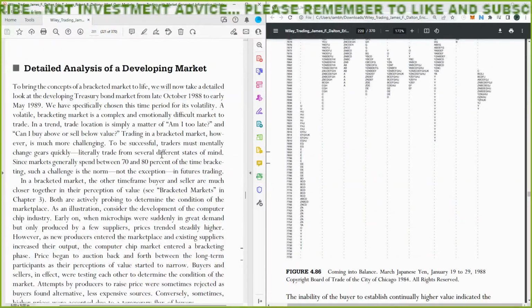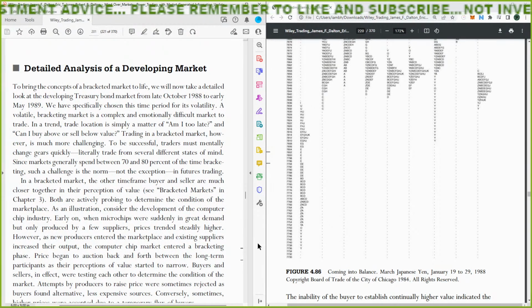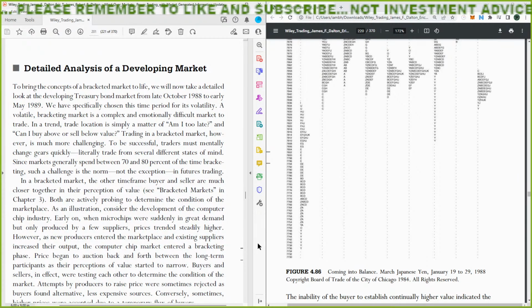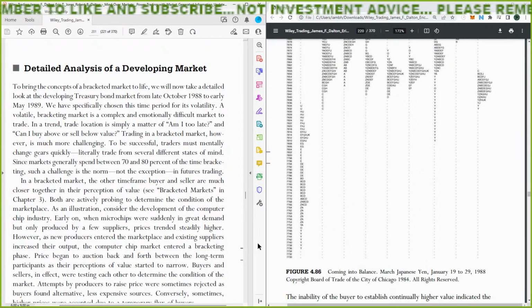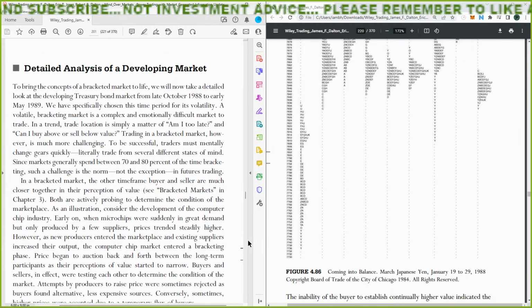Detailed analysis of a developing market. To bring concepts of the bracketed market to life, we will now take a detailed look at the developing Treasury bond market from late October 1989 to early May 1989. We have specifically chosen this time period for its volatility.